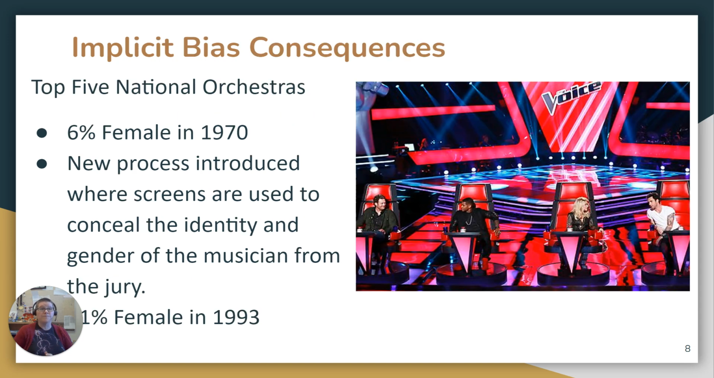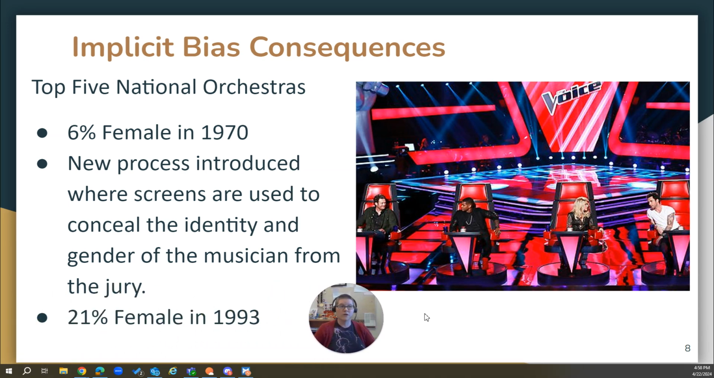Another example of this implicit bias comes from orchestras. Orchestras you wouldn't normally think of as being gendered, but they do have this tendency to come with expectations within the music industry. And in fact, in 1970, of the top 5 national orchestras in this country, only 6% of the players were female, mostly men.